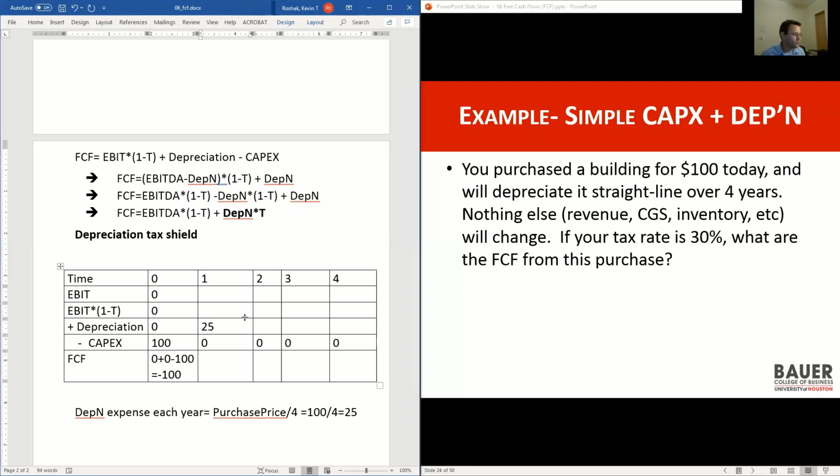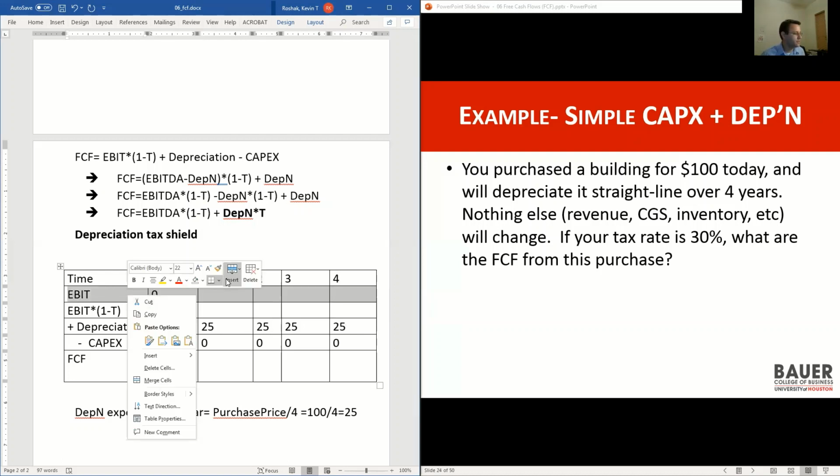Next, we have depreciation of 25 at time 1, 2, 3, and 4. It takes time to depreciate it, so nothing happens at 0. But after that, we get an equal depreciation until the book value of the asset goes all the way to 0. Right, so we can see that. Let me just add an extra line up at the top here just to fix ideas. Just make sure we're okay with this.